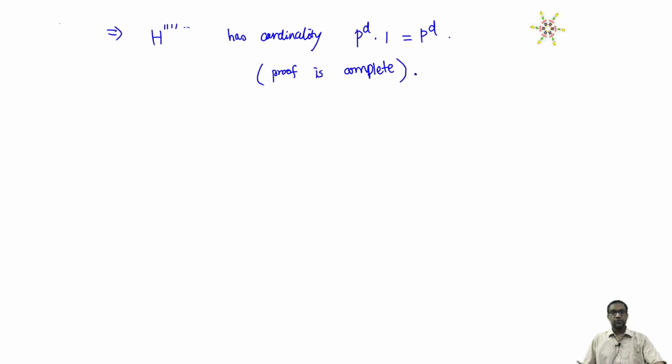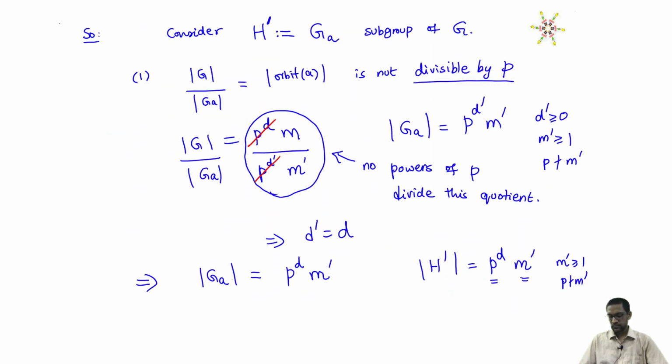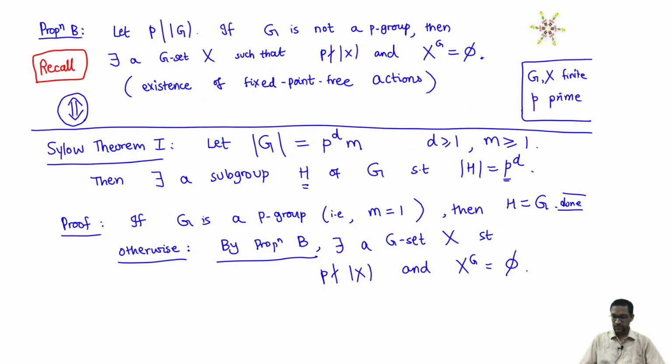If you have seen the proof of Sylow's theorem from prior courses, this looks slightly different, but the proof has been arranged in this manner primarily to focus on the fact that Sylow's theorem itself is actually just a consequence of a statement about the existence of fixed point free action. So this is really what underlies Sylow's theorem. That's what's going on in the background.